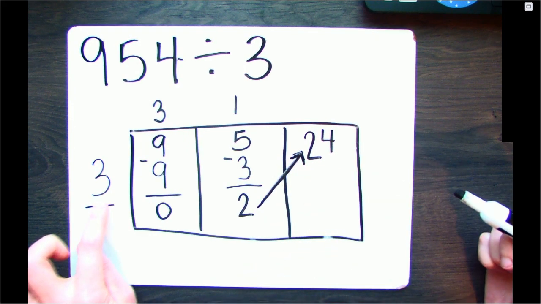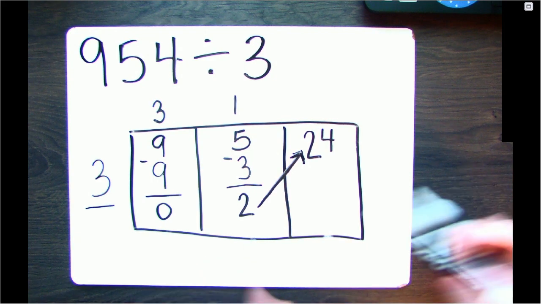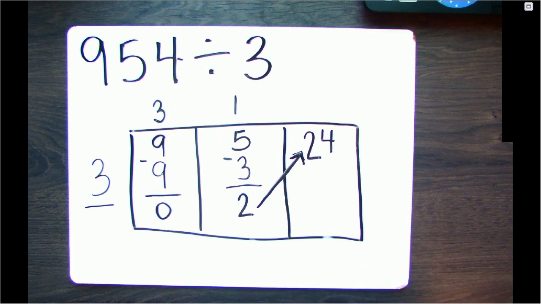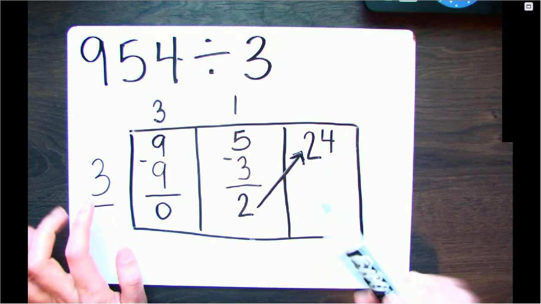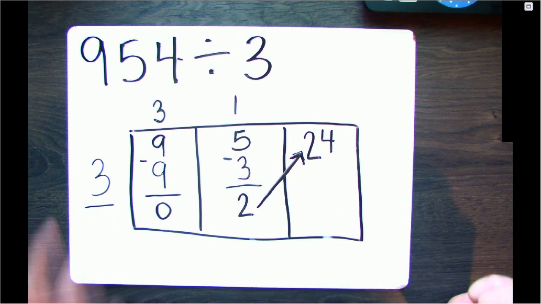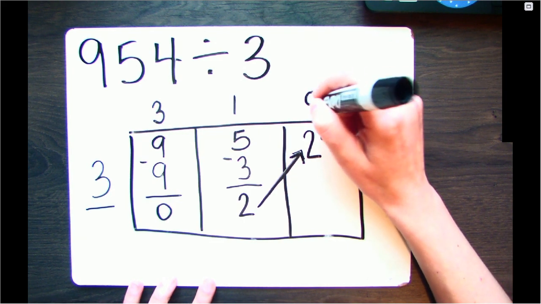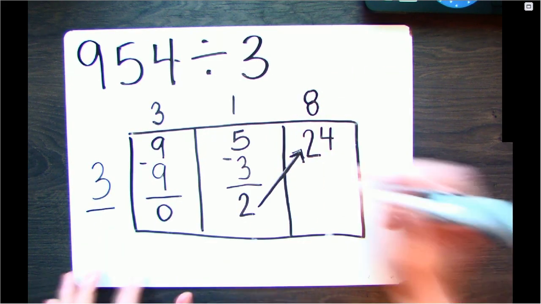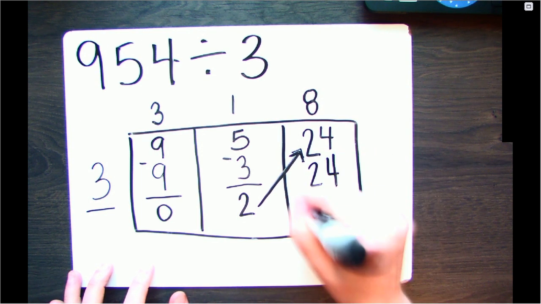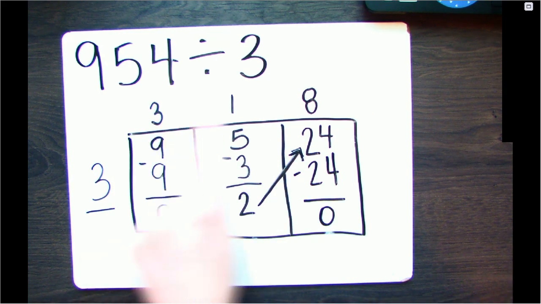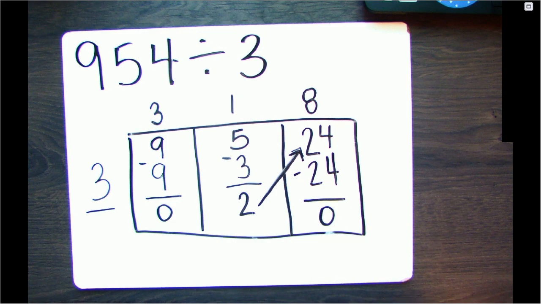Because I know that I can't divide 3 into 2 because 2 is too small, I'm just going to let it carry over here to the very last box. And so now, instead of saying what is 4 divided by 3, I'm going to say what is 24 divided by 3. So 3 times what equals 24? And I know that 3 times 8 equals 24. So I'm going to write the 8 up here. So 8 times 3 equals 24. Subtract it out, and I should get 0. Now, whatever is left up here at the top outside the box is my answer.